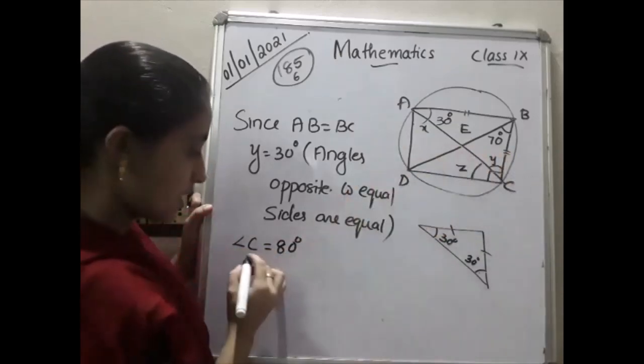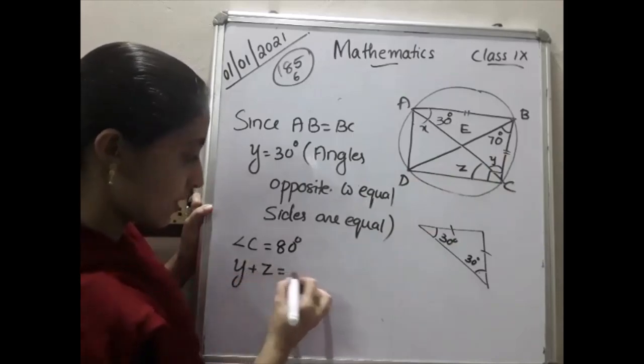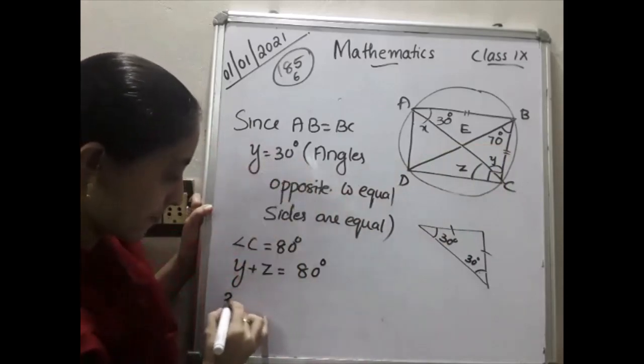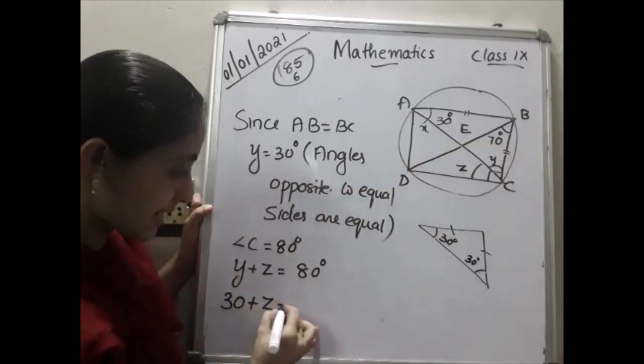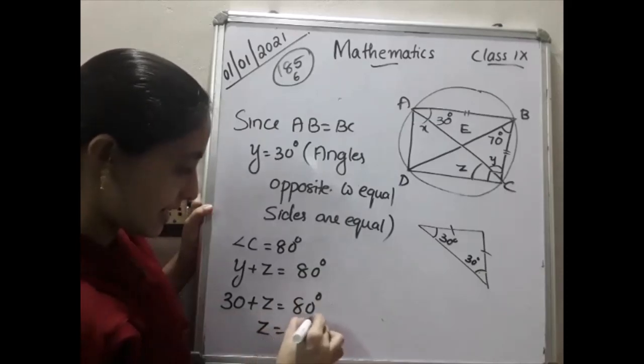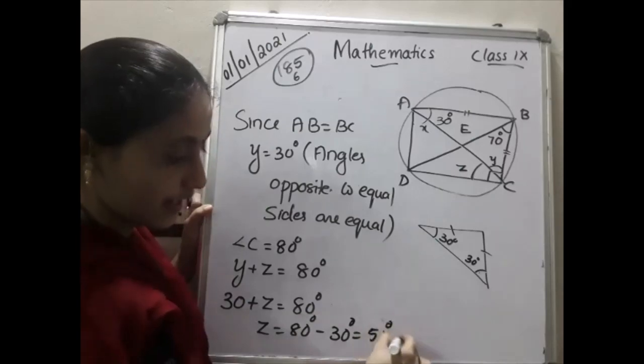Okay. So angle C means what? Angle C is Y plus Z. So Y plus Z is equal to 80 degree, and Y value you got as 30 degree. So 30 plus Z is equal to 80 degree. So Z is equal to what? 80 degree minus 30 degree. That will be equal to 50 degree.